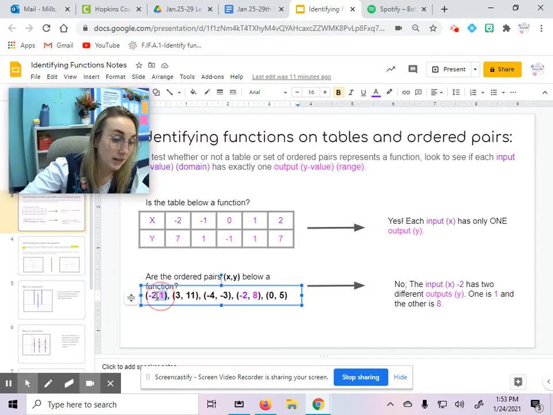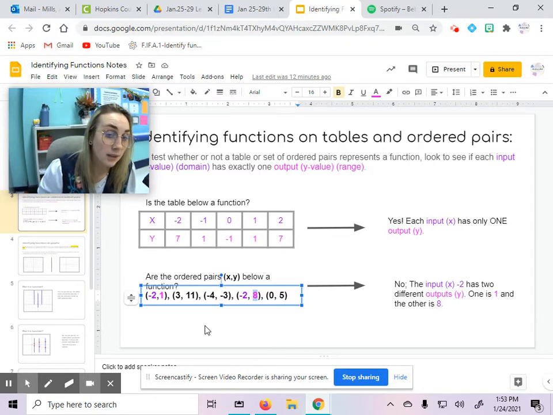And if you notice, -2 has two different outputs. It has 1 and -8. Since -2, which is an input, has two different outputs, 1 and -8, it's not a function. The only way this would be a function is if -2 only had one output. But since it has two different outputs, it is not a function. Okay? So this would be an example of not a function because -2 has two different outputs.